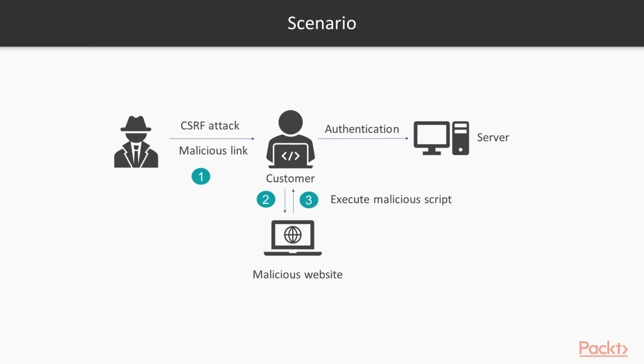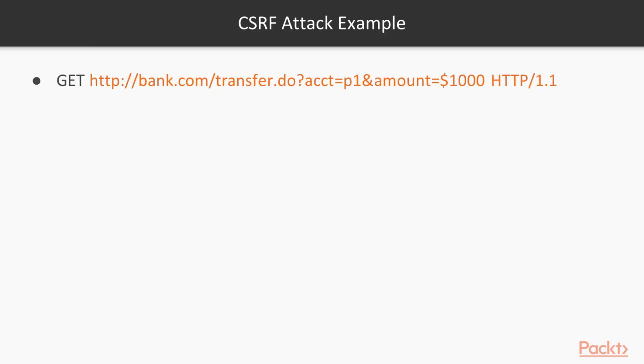For example, if the customer is authenticated with a bank server. So we are taking an example here. This is a basic query. For example, if the customer wants to send $1,000 to account P1. So this is the customer and this is the whole request: http://, the bank name, then transfer, and the account to which you are trying to transfer. So the account is P1, the amount is $1,000. This is a basic query to transfer funds to another person's account.